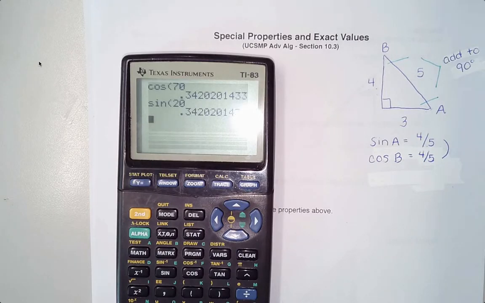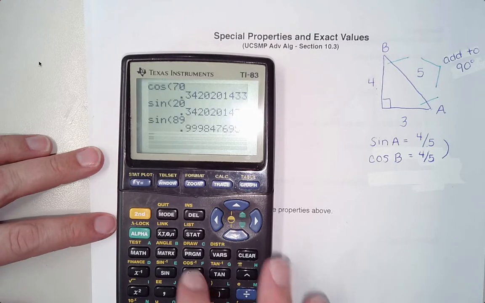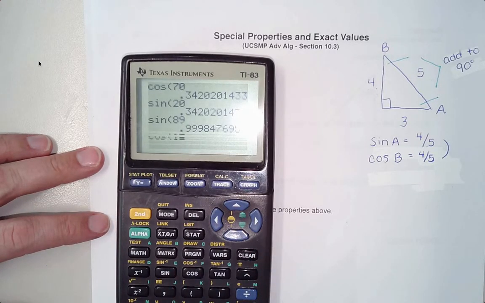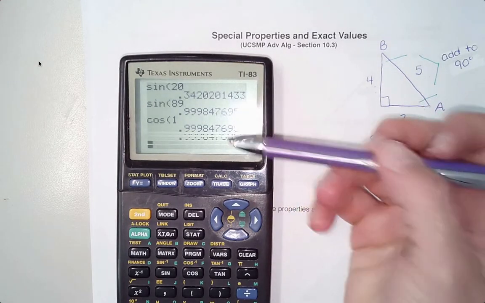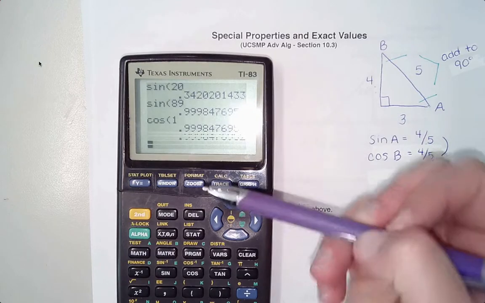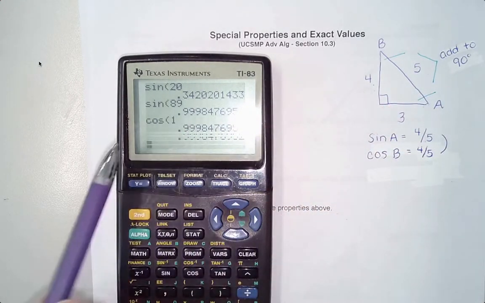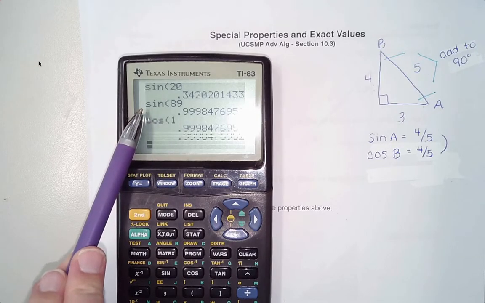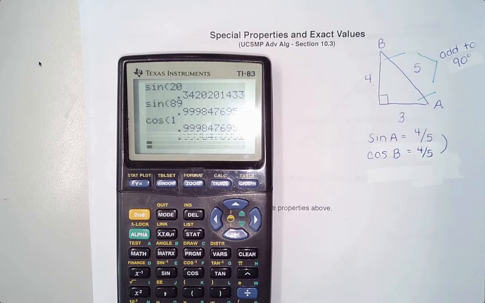If I did 89 and 1, I could do sine of 89, cosine of 1. And those are the same. So any two angles that add up to 90 degrees, the sine of one is going to match the cosine of the other, and vice versa. If I did the sine of 1 and the cosine of 89, those would also match. They wouldn't be the same number as before, but they would match each other.